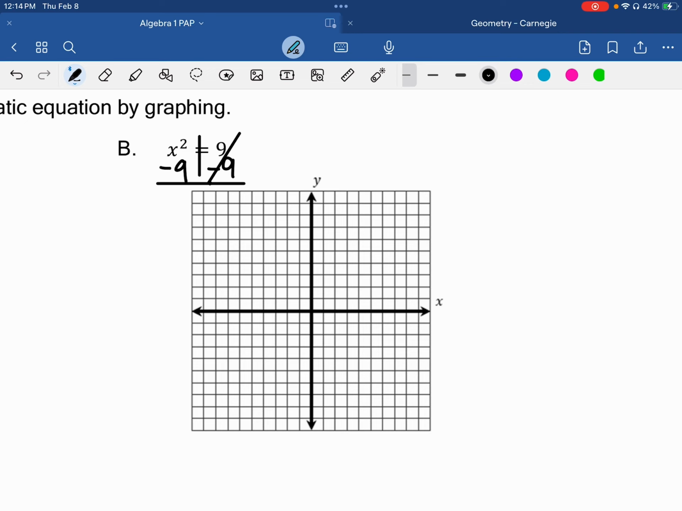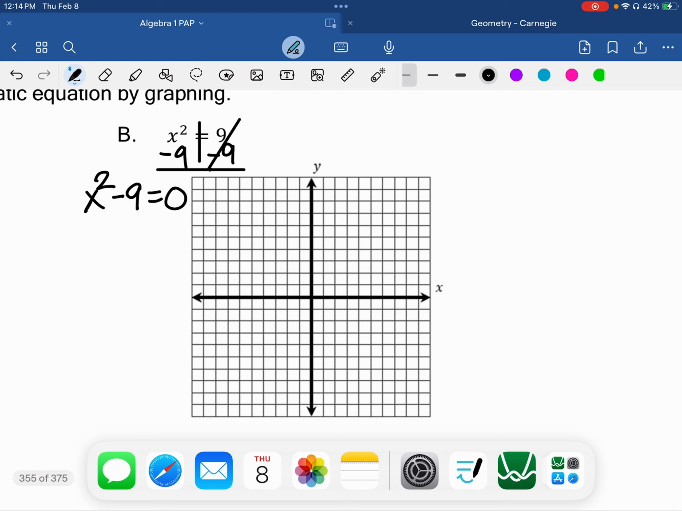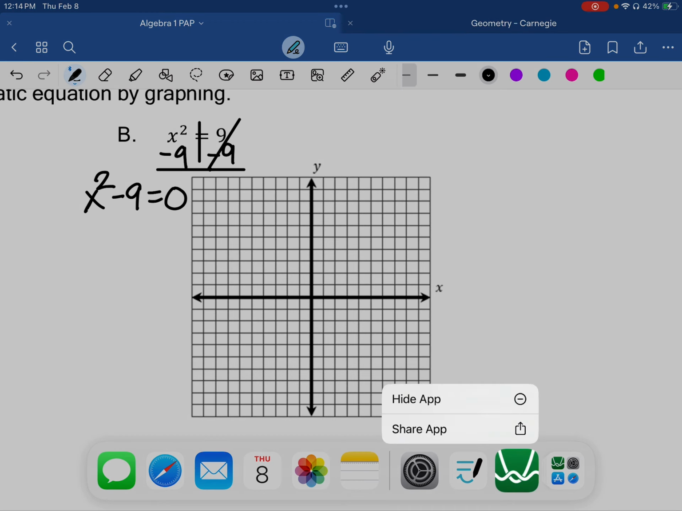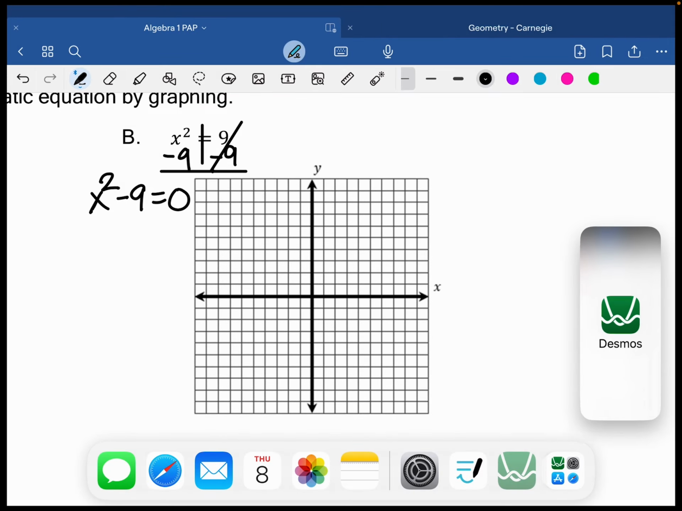Just remember when you are graphing, you're going to want to make sure that you are set equal to 0 so that you can graph. All right, let's see if I can get my Desmos to come up. And we can see it in the same screen.